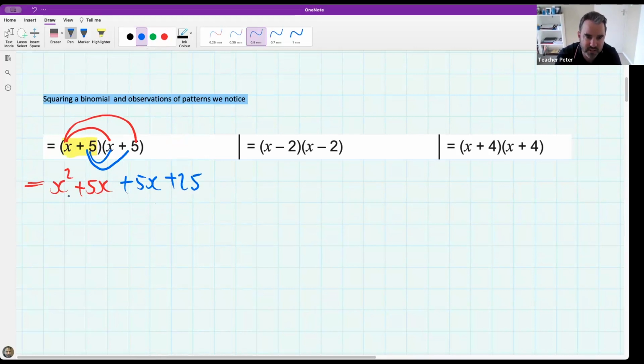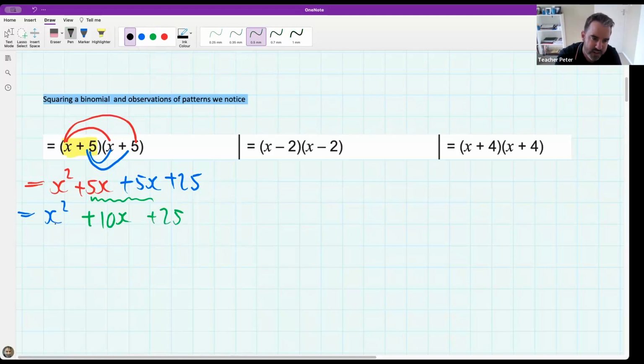And you'll notice that this idea happens a lot. We get the x squared term, which stays the same, but then we have these two middle terms over here, and there always seems to be two of them, and that gives me 10x. And then over here, we have 25. So that's called squaring a binomial, and we end up with three terms. It's almost like we just square the first term, we square the last term here, the 5, and then we have two lots of this thing here, and we get that.